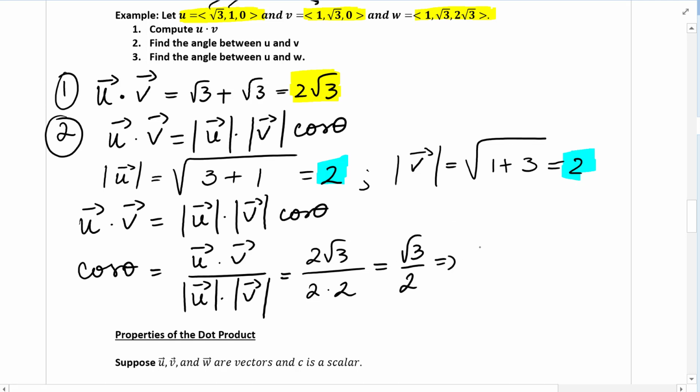And so theta is an angle between 0 and pi. So cosine of what angle is square root of 3 over 2? It's 30 degrees, which is pi over 6.